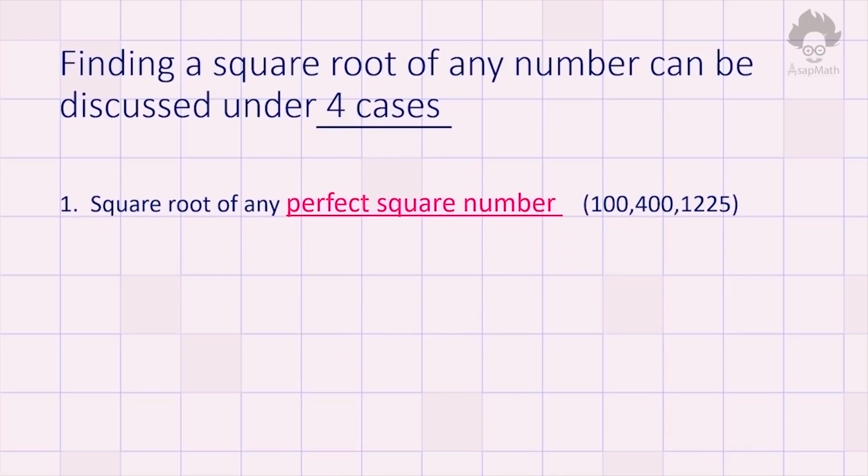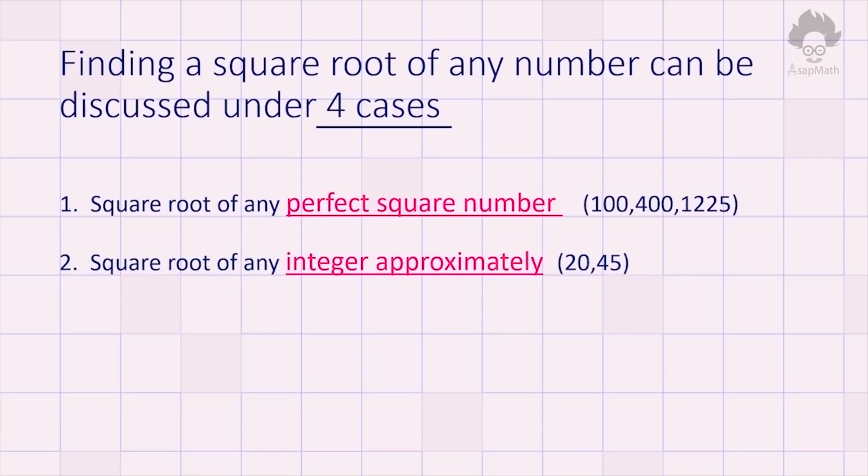Case 1. Square root of a perfect square number. Perfect squares are numbers such as 100, 400 and 1225. We can use this method to find square root of any perfect square number. Case 2. Square root of any integer approximately. Example, numbers such as 20 and 45. In this method, we get approximate answers.